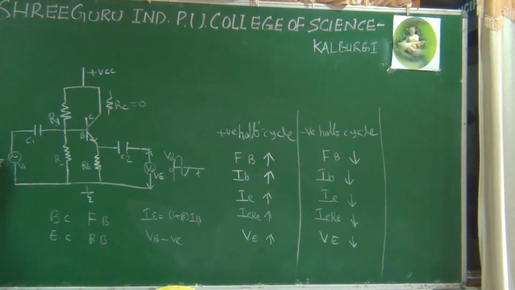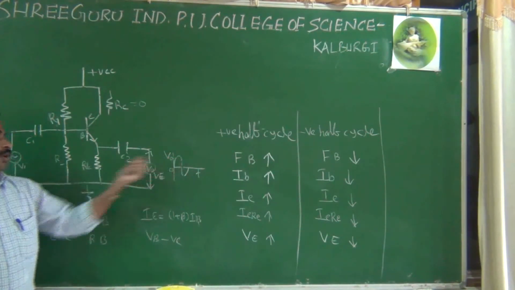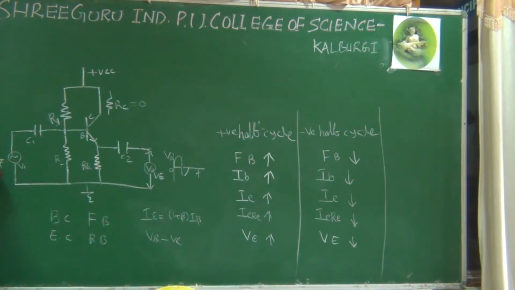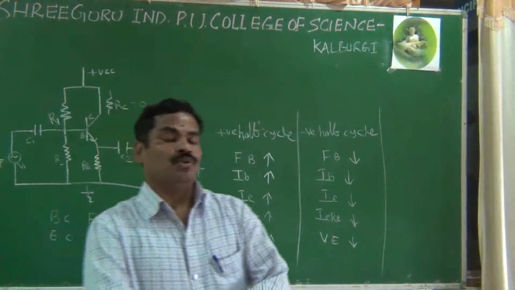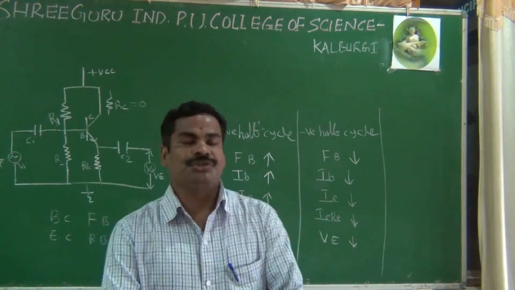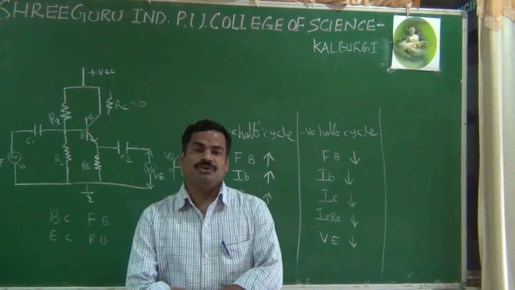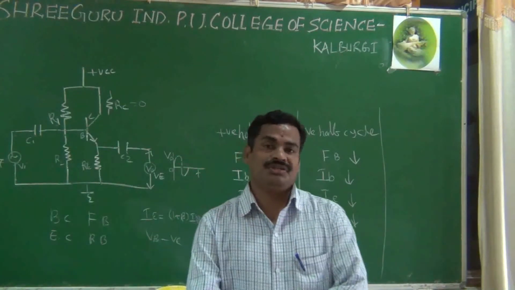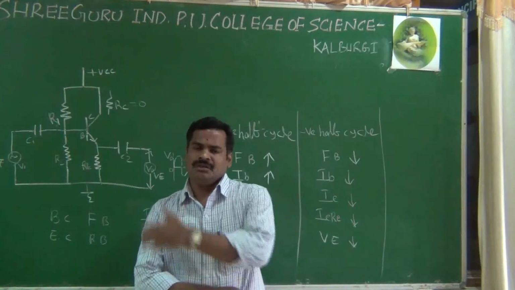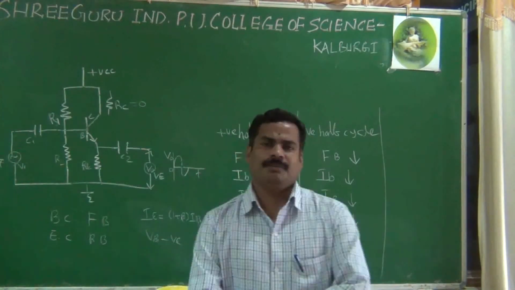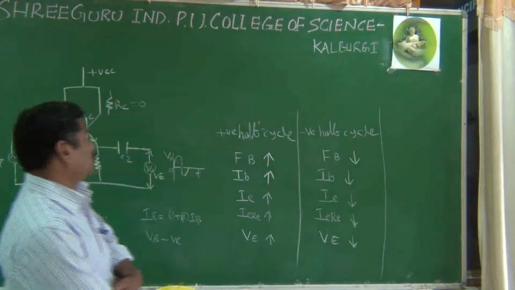The positive going input will give the positive going output, and the negative going input will give the negative going output. It means the input and output are in the same phase. If you are increasing the input voltage, the output also increases. If you are decreasing the input voltage, the output also decreases. This is about the importance of your common collector amplifier.